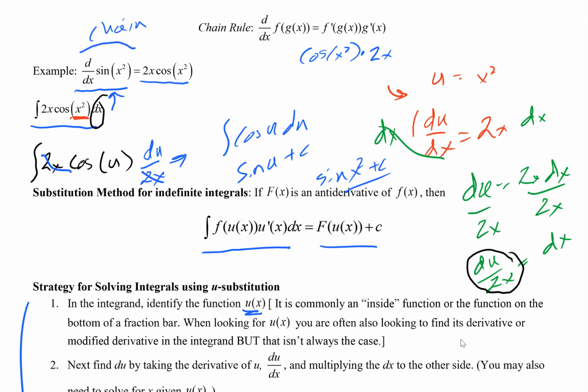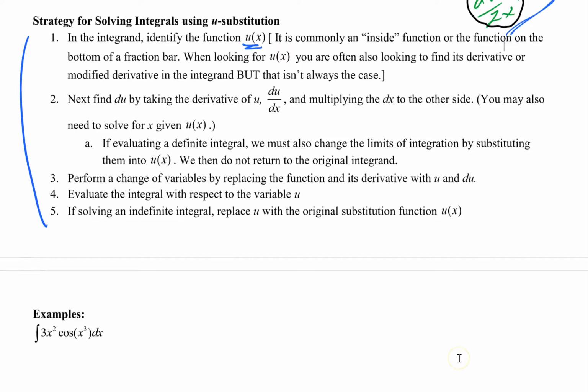So the idea is you have this function, find your u. That's x squared. Take the derivative of both sides, du/dx equals that side. Try to get dx by itself. So I got that right there. Now you plug everything in. 2x is still there, cosine still there, that's a u now. Instead of dx, it's this guy. Do a little math. Now you just integrate like normal. After you integrate it, plug your u back in. And that's it. That's u sub.